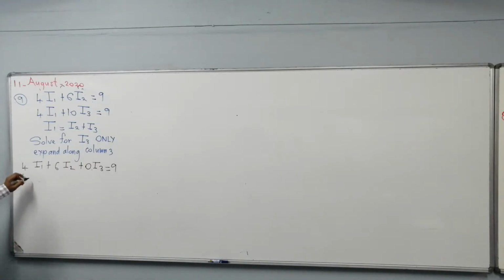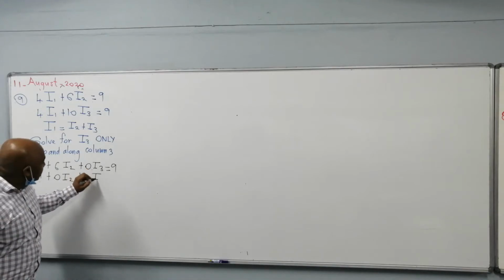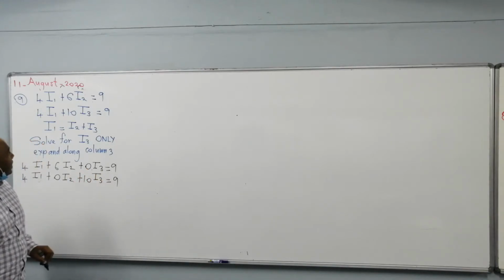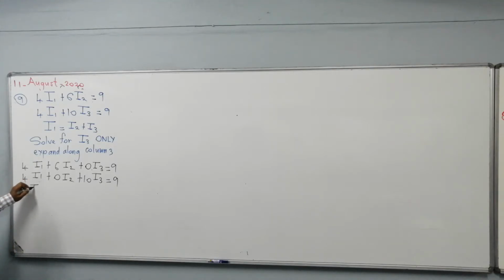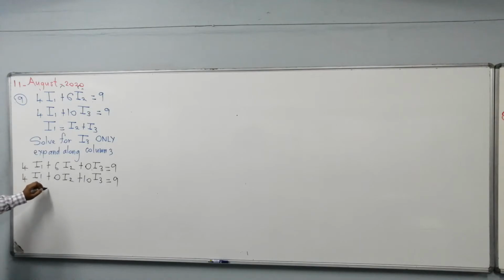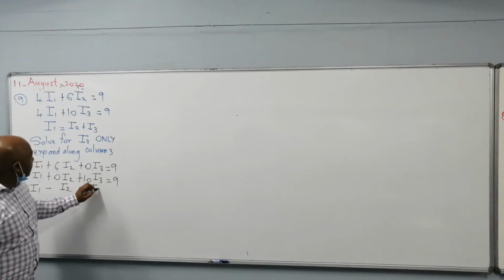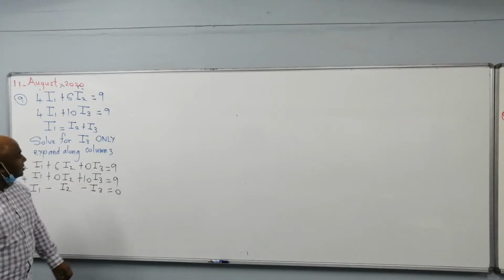Equation 2, that will be 4I1. Notice there is no I2, so that will be plus 0 times I2. And then we got plus 10I3 is equal to 9 again. Then equation 3 we got I1, and then it's up to you whether you want to take it to the right or to the left. I'm just going to take everything to the left, so it's minus I2 minus I3 is equal to 0.